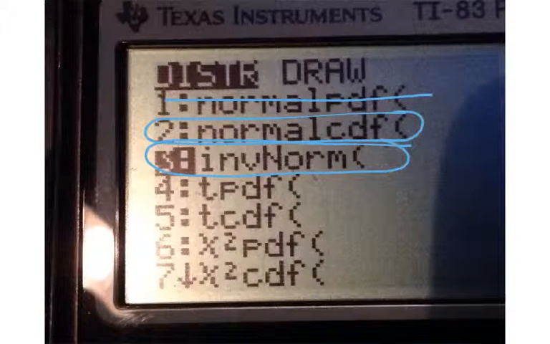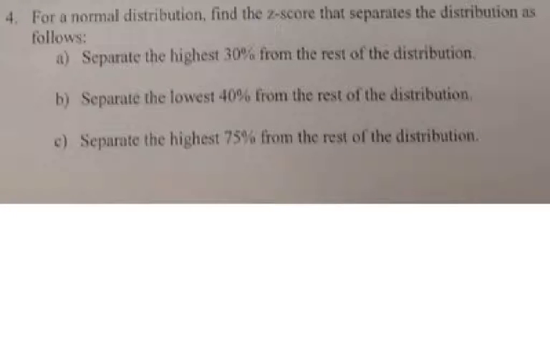The key thing to understand, guys, is I will never reference that z-table I showed you. I'm going to teach in the context of what you do with your TI-83 calculator. Here's one of the problems presented to me. It says, for a normal distribution, so that tells you I'm going to do z-scores, I have a normal curve. Find the z-score that separates the distribution as follows: the highest 30%, the lowest 40%, the highest 75%. Let's take these one at a time.